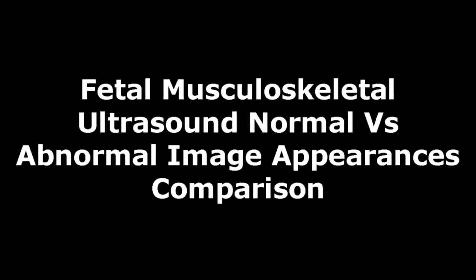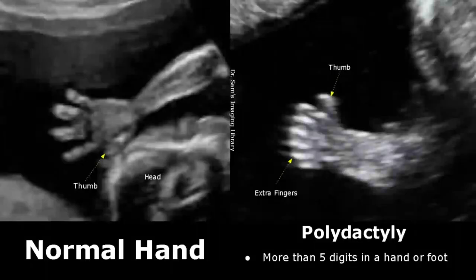Hello everyone, this is Dr. Sam and this video is about fetal musculoskeletal ultrasound. Most musculoskeletal abnormalities are seen in late second trimester and the third trimester. We will start by looking at fetal hand anomalies.